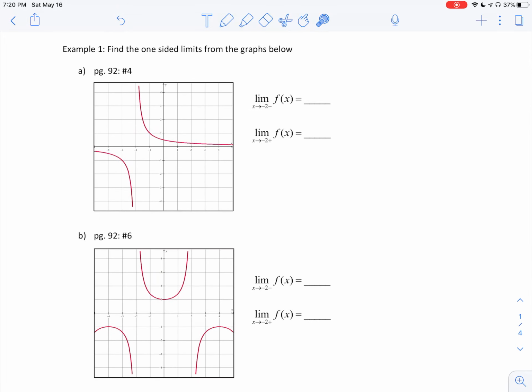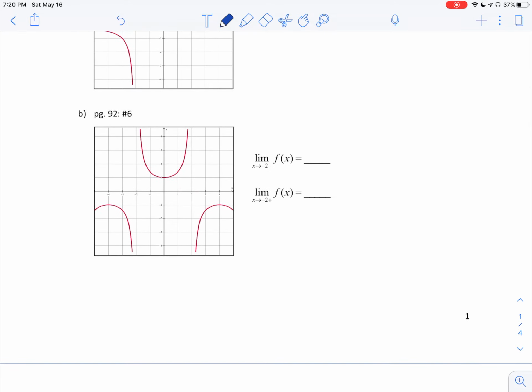So let's take a look at a couple more examples here. We've got a few more graphs, and we're going to find some left and right hand limits for these graphs. So first we're looking at the limit as x approaches negative 2 from the left from this example here in part A. So if we look at x approaching negative 2 from the left-hand side, we can see that our f of x is approaching negative infinity. And then as x approaches negative 2 from the right-hand side, our f of x is approaching positive infinity.